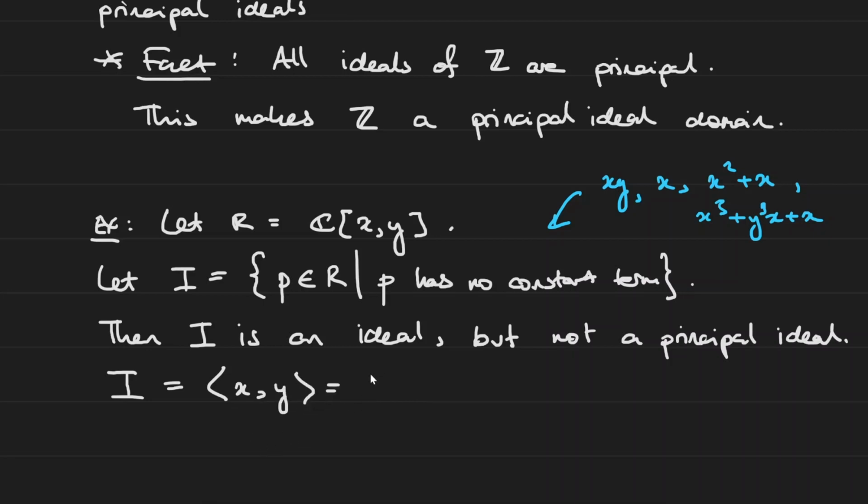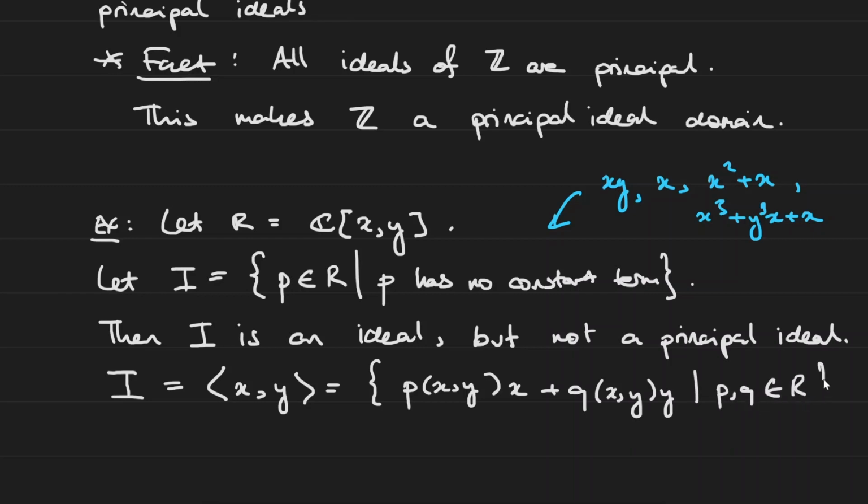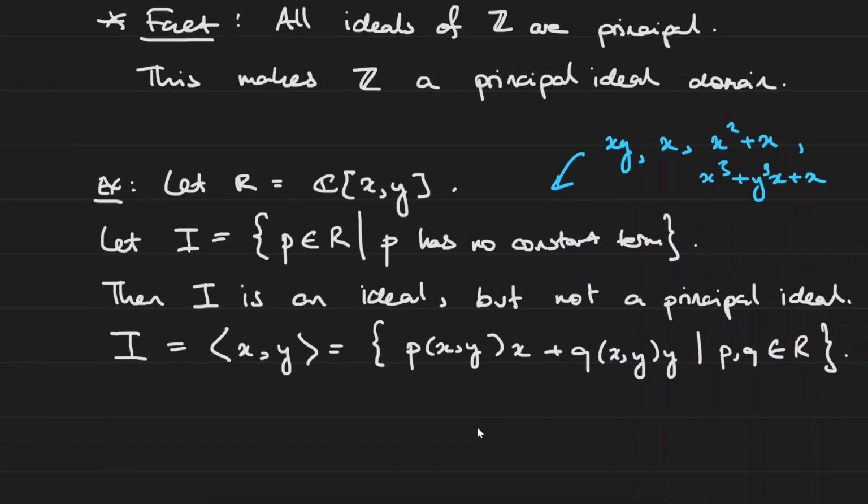In an ideal generated by two elements, you define this as linear combinations, p of x, y times x plus q of x, y times y, where p and q are in your original ring R. So when you have no constant term, you can always split your polynomial up into a part with an x factor and a part with a y factor, and this combination isn't necessarily unique.